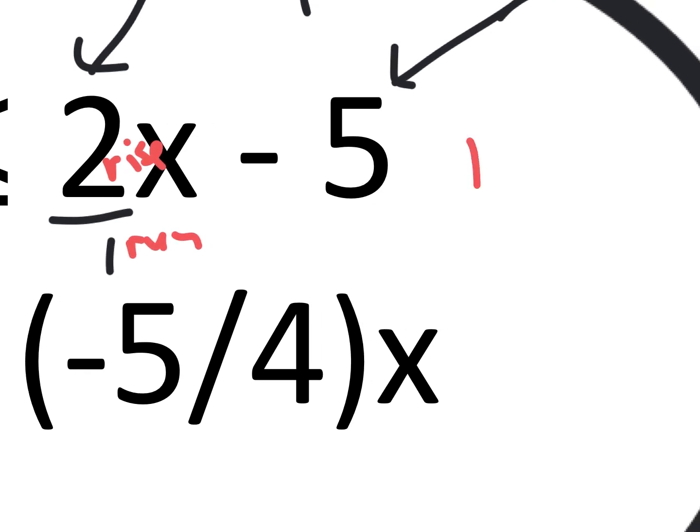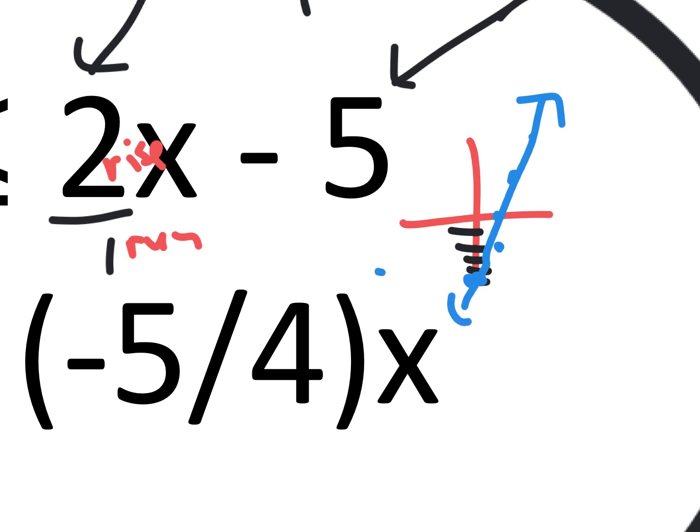So I would start at -5, which is like down here. And then I would rise 2 and run 1. Rise 2, run 1. Just kind of like that. You always start at the y-intercept, and then you rise and run. Up and over, up and over, up and over.